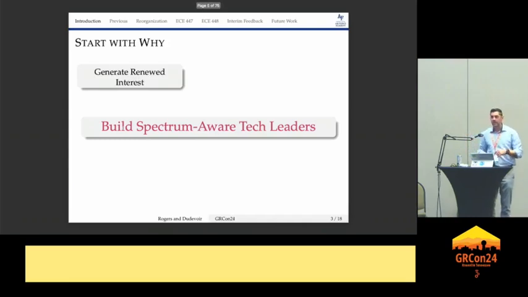The first is to generate renewed interest. Communications, especially from a military perspective, is going to be something that we have to think about a lot. We have to be able to provide communications while hopefully denying it to our enemies. So this is something that I want my cadets to be interested in, but they're not when they walk away from the old version of this class. So how can I generate that renewed interest?